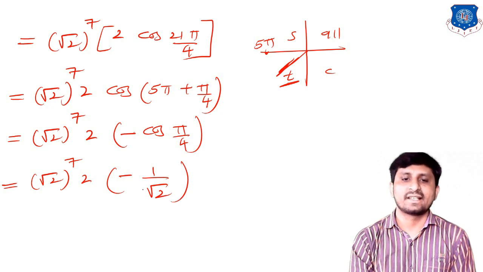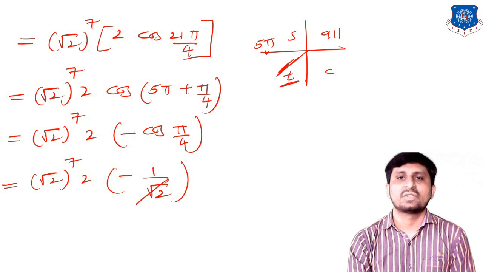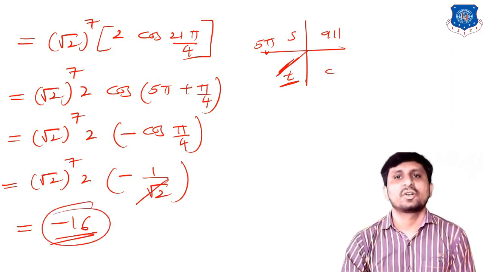So one root 2 is cancelled out. Now here we have root 2 raised to 6, so that is 2 raised to 3, and 2 raised to 3 into 2, so that is minus 16. Okay, so this is our first example for De Moivre's theorem.